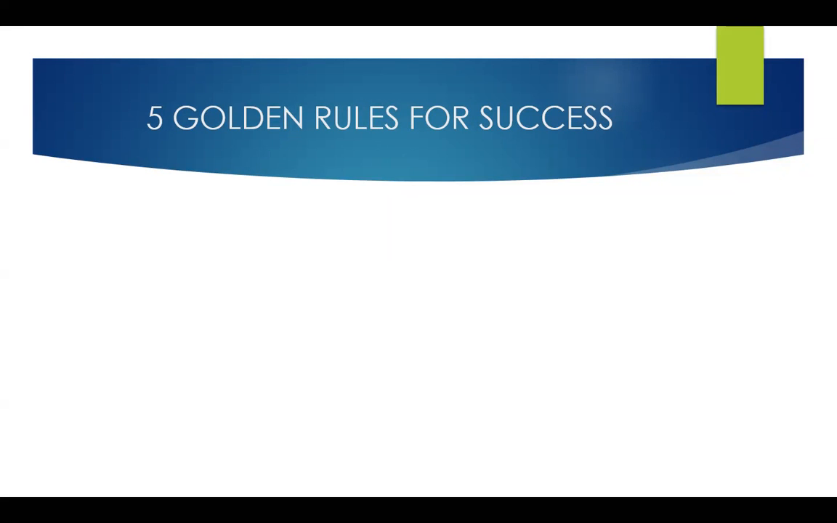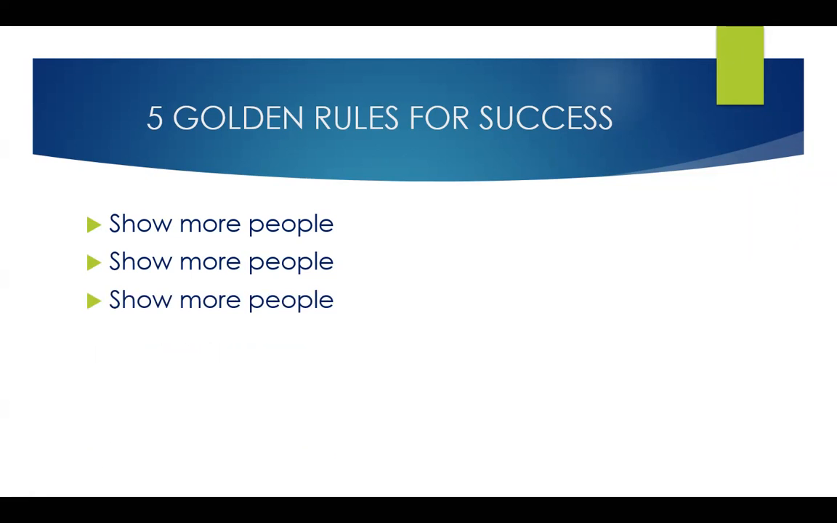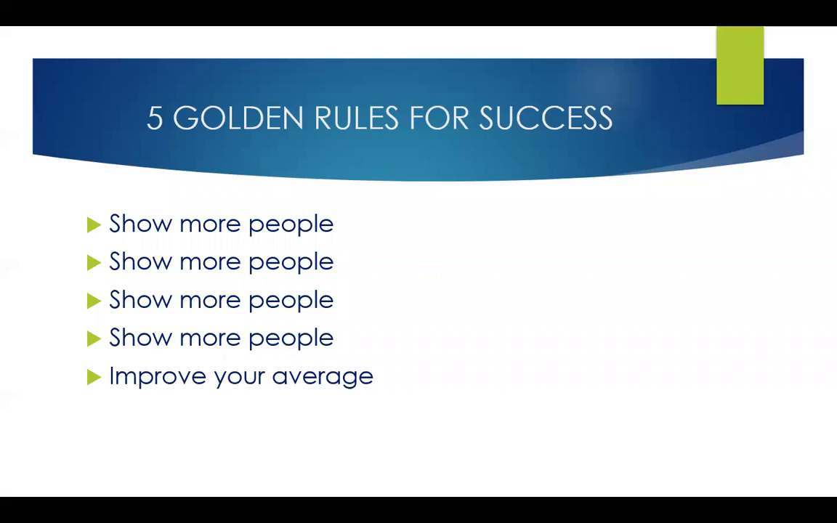So then basically, if I need to sum up, there's only 5 golden rules for success in any networking business. And the first one is show more people. Show more people your business, expand your list, and get more people exposed to your business. The second thing is show more people. The third thing is you need to show more people the business. The fourth golden rule is show more people. Okay, you get it, ne? And the last one is improve your average.